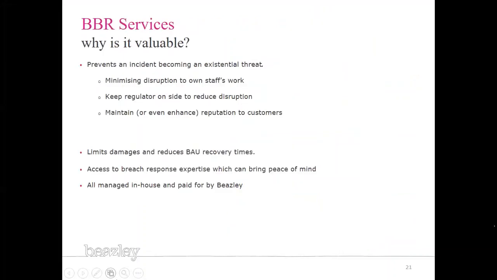So in a nutshell, why do we think it's valuable? We think it minimises disruption to your business, because if you don't have a plan, then you probably draw in staff whose job it isn't. They don't have experience or technical expertise or probably time to deal with this. So it keeps your staff doing their jobs. It stops the regulator getting interested in causing disruption. And probably most critically, it can maintain or even enhance your reputation to your customers, your suppliers.